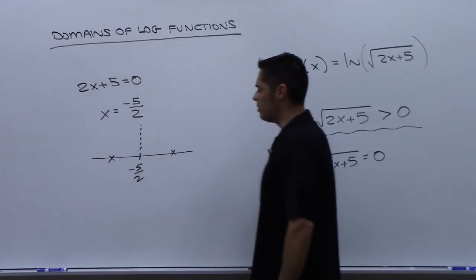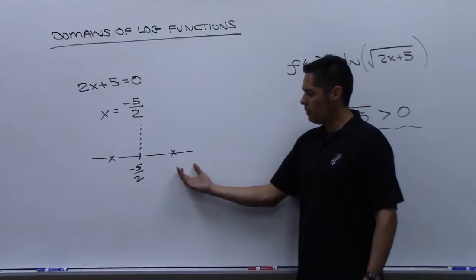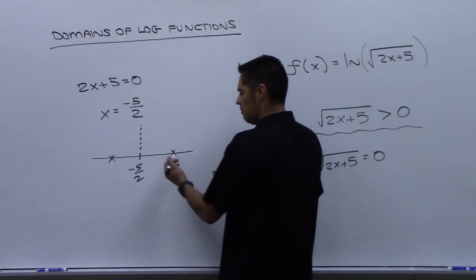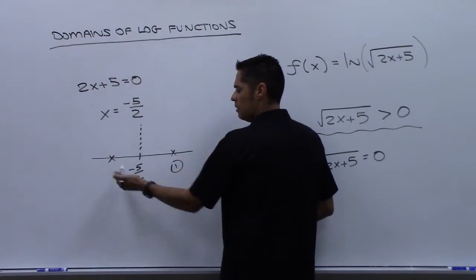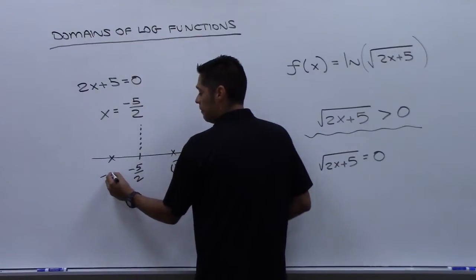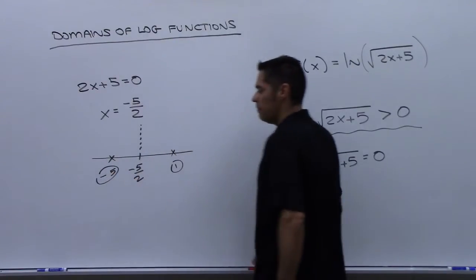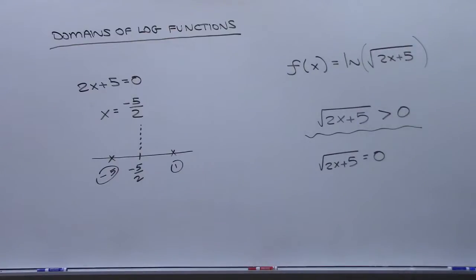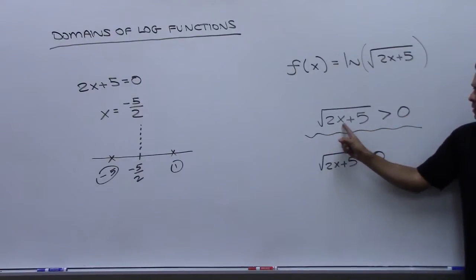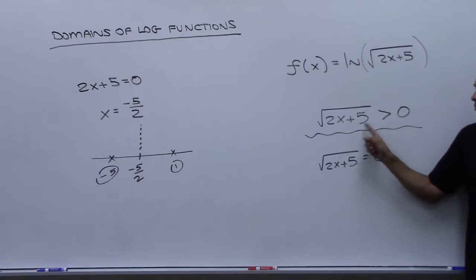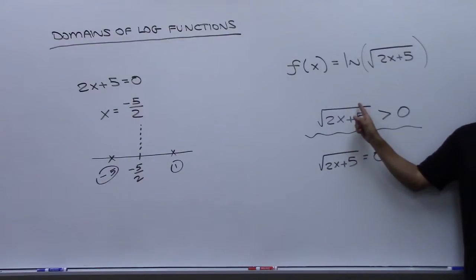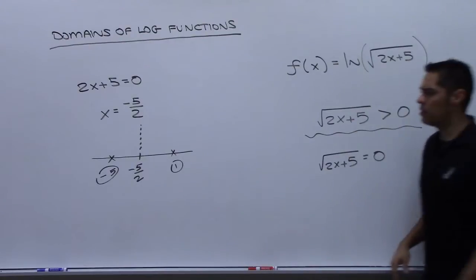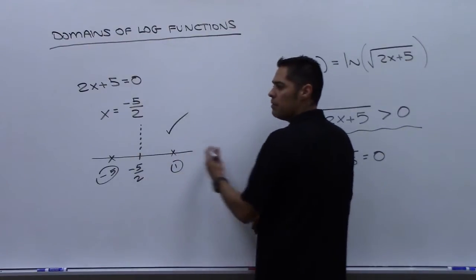So test some points. Someone give me a point over here. 1? I heard 1. How about over here? Negative 5. There you go. Where are you going to plug those in? Right here, right? Let's plug in 1. What happens when I plug in 1? That'd be 2 plus 7. Root 7? Good? That's bigger than 0. We're good. So this works, and that means everything over here works.